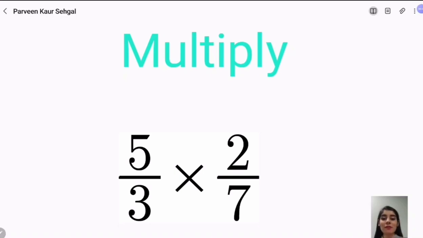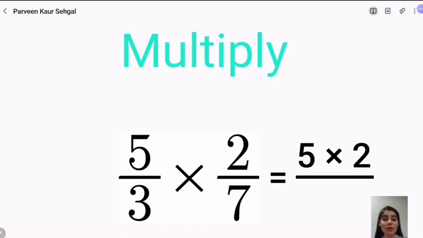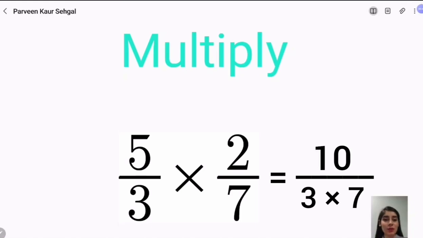So here we have two fractions, that is 5 by 3 multiplied with 2 by 7. To multiply two fractions, we just need to multiply the numerator with numerator and the denominator with denominator. So here we'll multiply 5 with 2, that we know is 10, and 3 times 7, which we know is 21. After doing the multiplication, we need to look at whether the answer is in the lowest terms. As we can see, 10 by 21 cannot be simplified further, so this is the final answer.